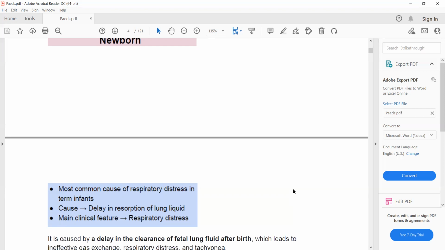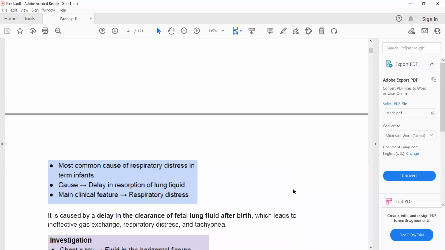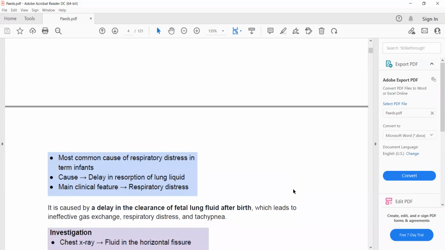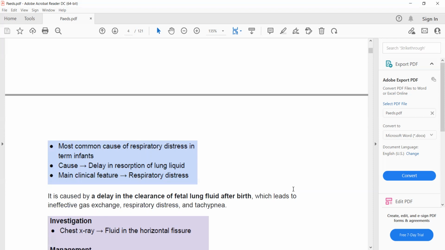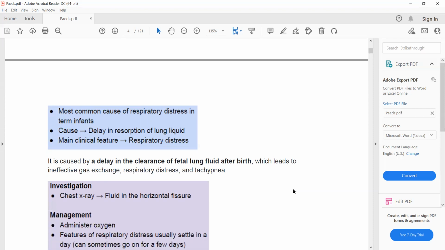What is the cause of transient tachypnea of the newborn? The cause is that when the baby is born, there's a delay in the clearance of fetal lung fluid after birth. Because of the delayed clearance of the fluid that is present in the lungs, there is ineffective gas exchange, which can lead to respiratory distress and tachypnea. So transient tachypnea of the newborn is common in term infants.